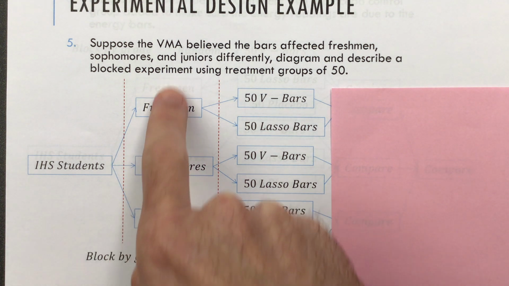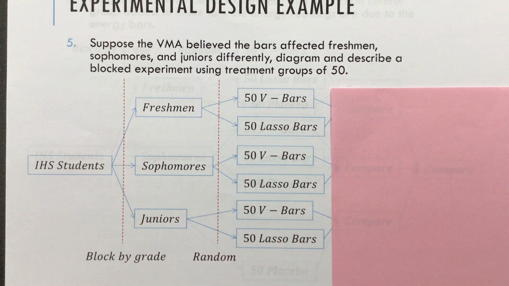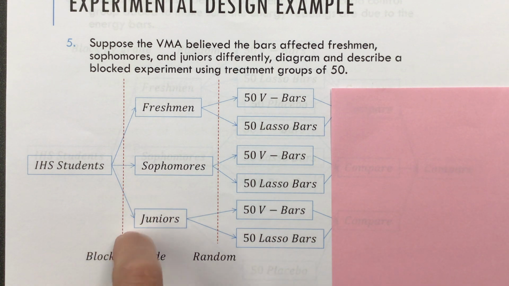So that's the point of blocking. These are inherent characteristics of the subject. You can't randomly assign to a block. That can't happen, right? You randomly assign to a treatment group from a block. Okay, so blocking has to go first, then random assignment. Can't go the other way around.